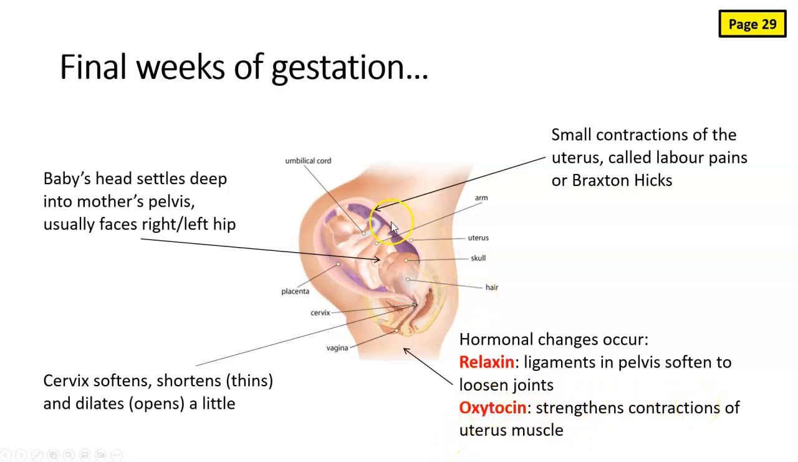So oxytocin will make the muscles in the uterus contract stronger and stronger to force the baby out, while relaxin will soften the joints at the pelvis to help them move apart slightly so that the fetus has an easier birthing process. In addition to that, the cervix here will soften and it will shorten. That means it will thin out and dilate. So it gets thinner and wider, and it starts to open up.